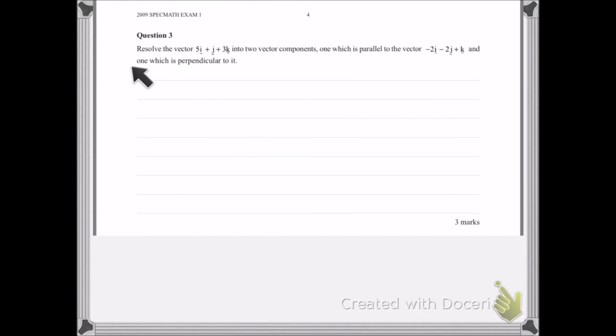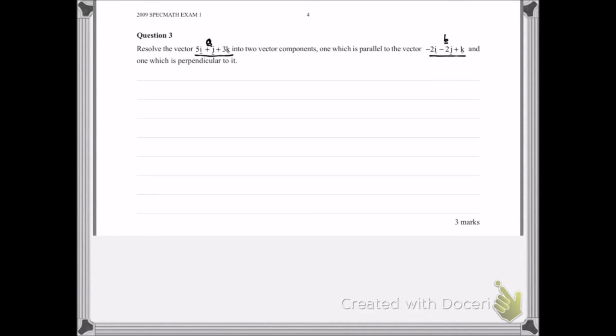Okay, question 3. Let's resolve this vector into two vector components. Its components are one that is parallel to a second vector, and the other component is perpendicular to the second vector. So we call these the vector resolutes. One in the direction of, or parallel to, this vector, and the other vector resolute that is perpendicular.